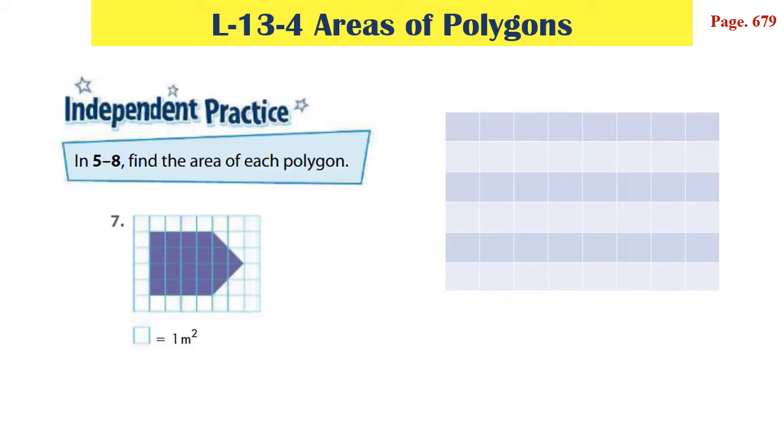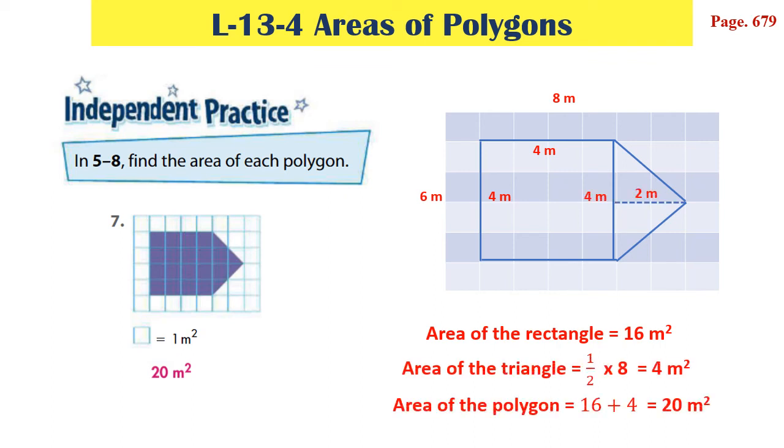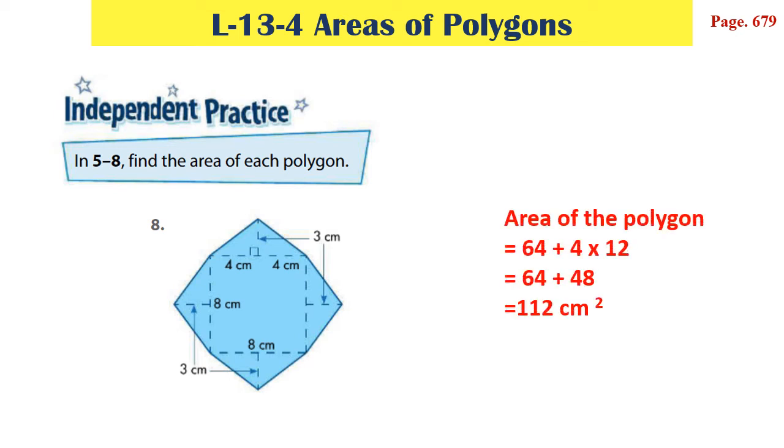Okay students, tell me the answer for number 7 now. Very good. 20 square meters. I need you to take a look at the animations shown at the right. I hope you understood. Good. All right? Tell me the answer for number 8 now. Excellent. Answer is 112 square centimeters. Good.